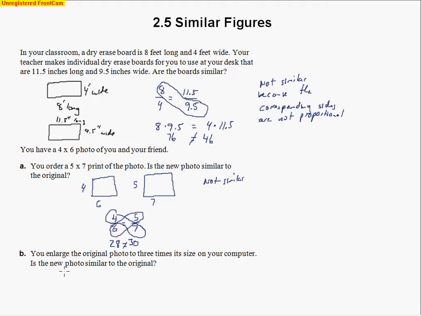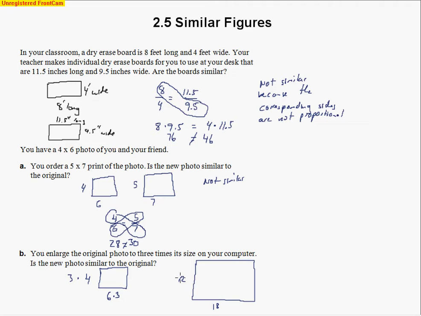Well, here it says you enlarge the photo 3 times its size on the computer. Is the photo similar to the original? Okay, so here's the photo, 4x6. We enlarge the photo by 3 times the size. Alright, so 3 times the size means that each of these sides is getting bigger by 3 times. So I'll times this side by 3, times this side by 3. So that would give me a 12x18. So this side is 12 and this side is 18.